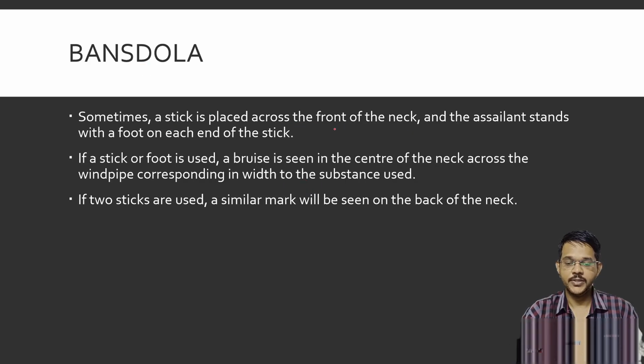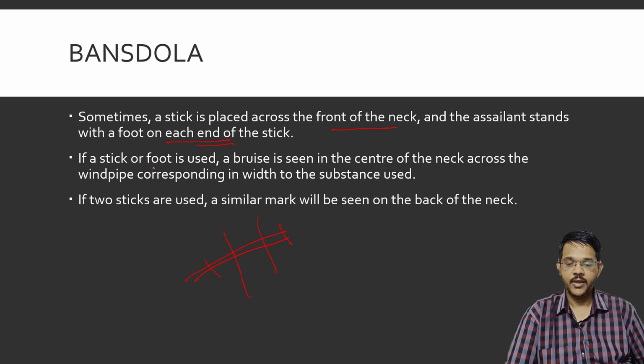Sometimes the stick may be present on the front of the neck and the assailant may stand with a foot on each side. So on the neck, he may place a bamboo and he may stand on the other side of the neck. If a stick or foot is used, a bruise is seen in the center of the neck across the windpipe. If the person has bansdola made on the front, an imprint of the bamboo stick will be present on the front of the neck. And if both the sticks are used, a similar mark will be seen on the back of the neck.